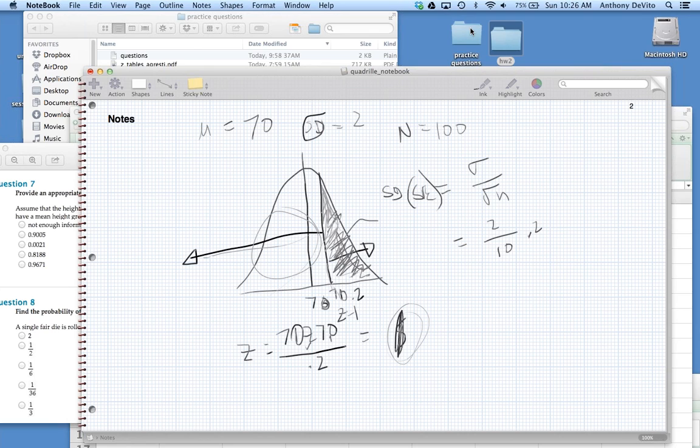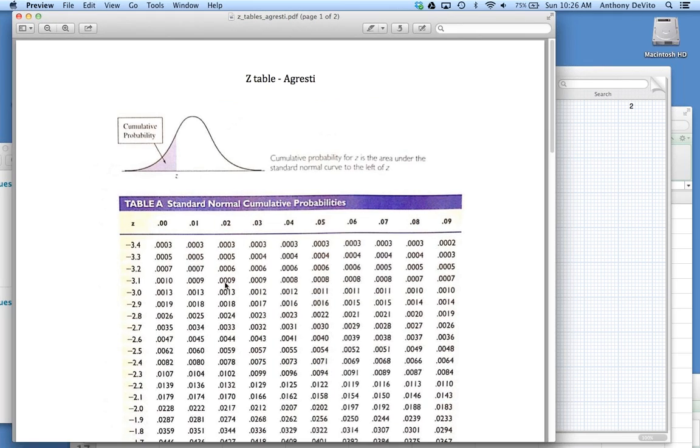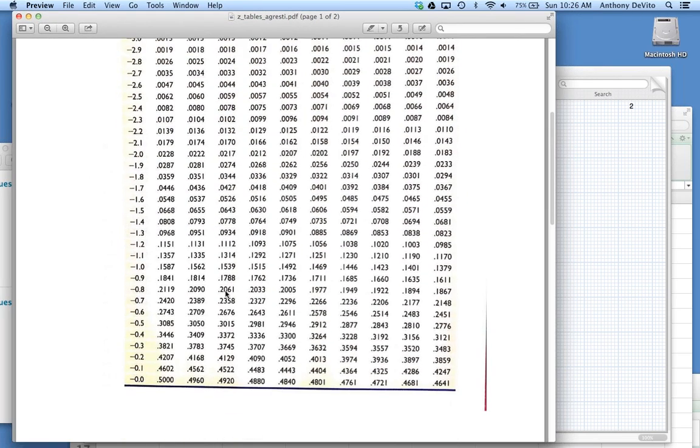Nope. Everybody okay with the z-table? I'm going to do it anyway because I don't want to embarrass you into saying that you need it.